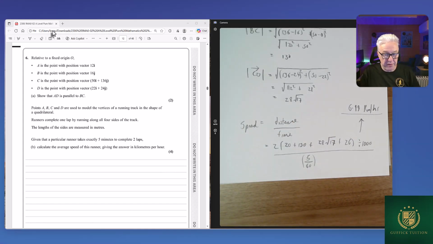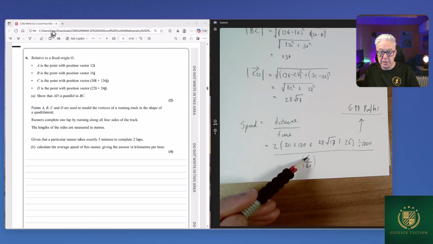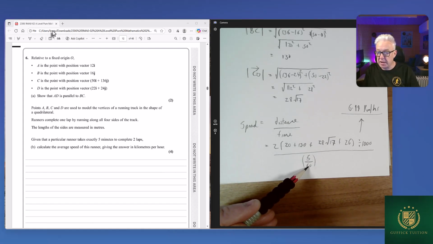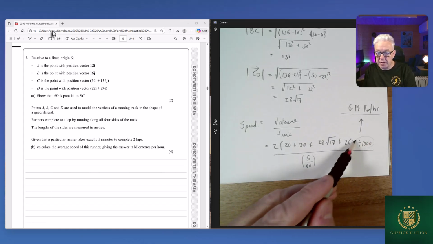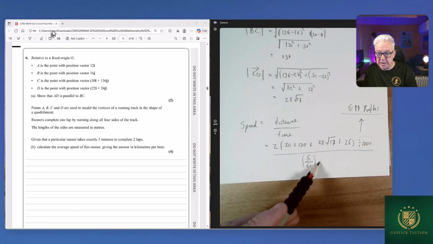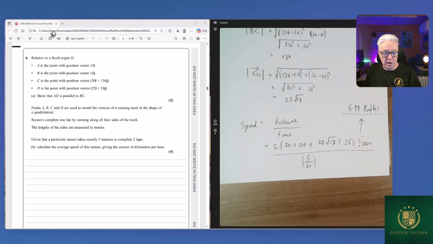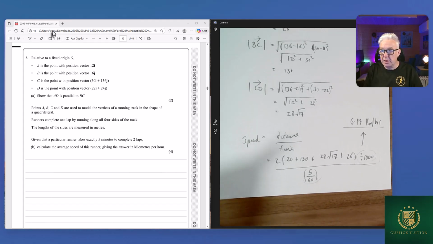It takes this runner 5 minutes to do 2 laps, so we want it in hours, so I need to do 5 divided by 60. So just be careful, we've got to divide by 1,000 and divide by 60 to ensure that our units are correct. So when we work that out, the answer is 6.99 kilometres per hour to 3 significant figures. So it turned out to be quite a nice vector question after all.